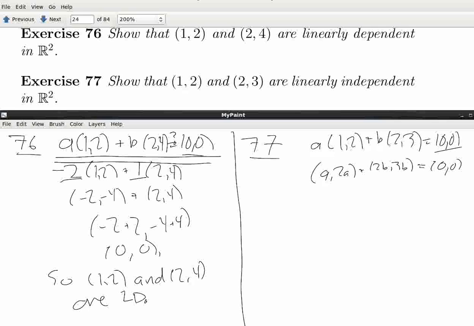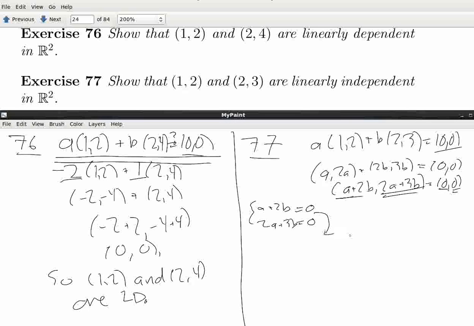Now I'm going to start with something. These could be anything. I'm going to conclude that they have to be 0, 0. So A plus 2B, 2A plus 3B equals 0, 0. Well, this gives me two equations. The first component is A plus 2B is equal to that 0. And the second component is 2A plus 3B is equal to this 0 here.